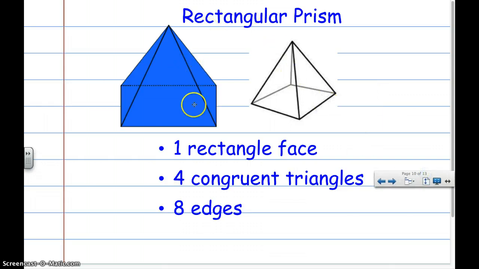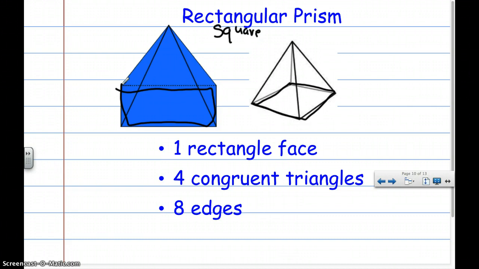Sorry, this is a square pyramid. The reason that it's a square is because the bottom of it is a square and it forms this pyramid shape. This is a rectangular pyramid, so anytime you're dealing with a pyramid, it's because of the base. What does the base look like? This is a square, this is a rectangle, so this is a rectangular pyramid, and this is a square pyramid because it always depends on the base. So it has one rectangular face, 4 congruent triangles, and 8 edges.